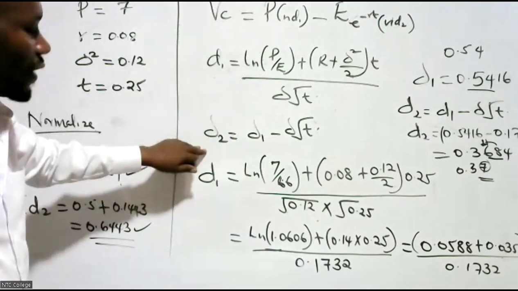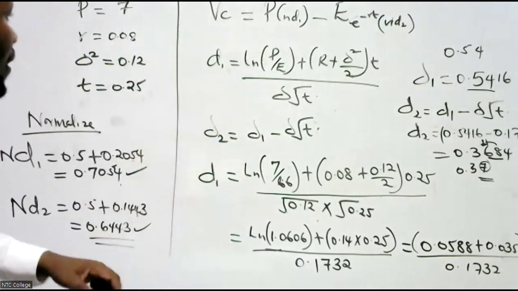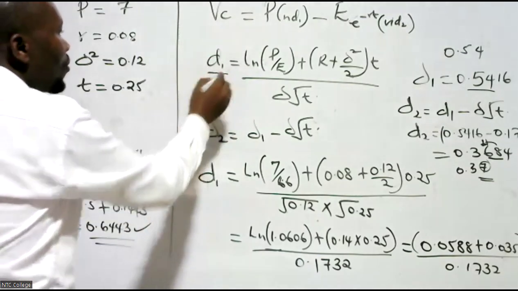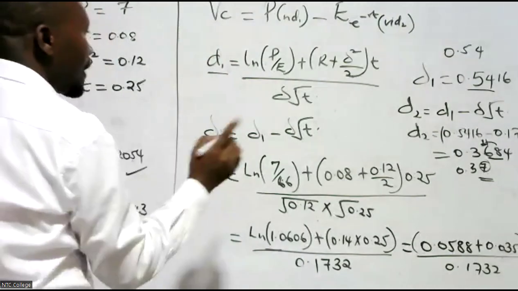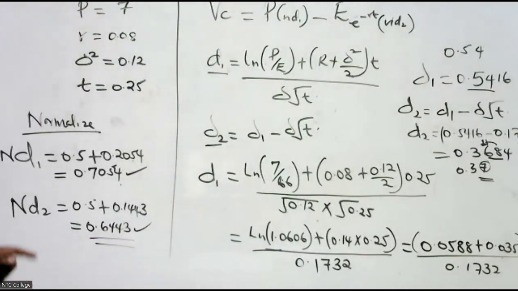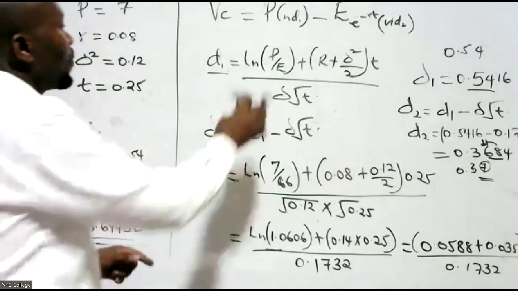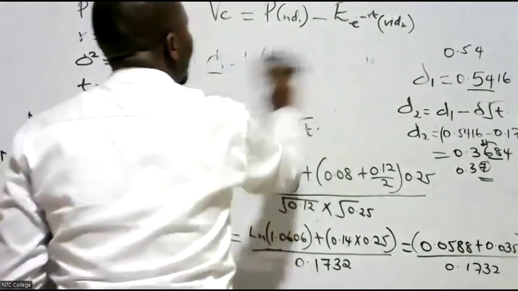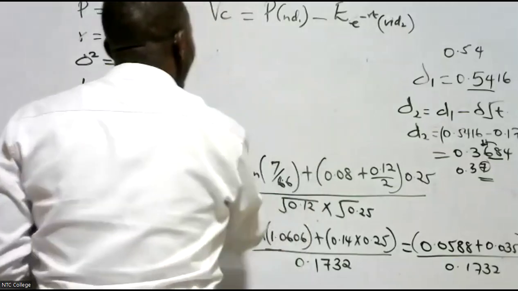We have finished with this and this. This was D1, not ND1. This is D2, not ND2. It only becomes ND1 after normalizing. So you come here and now have your figures.